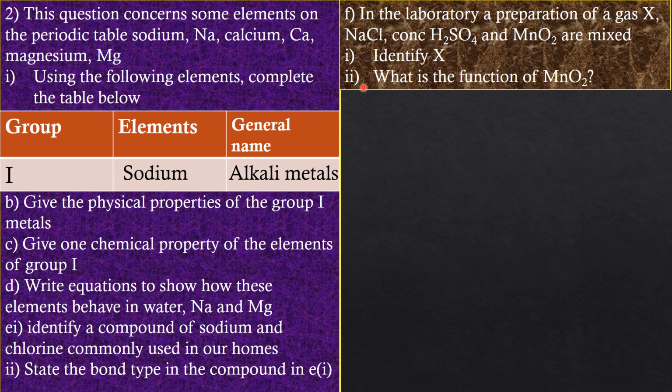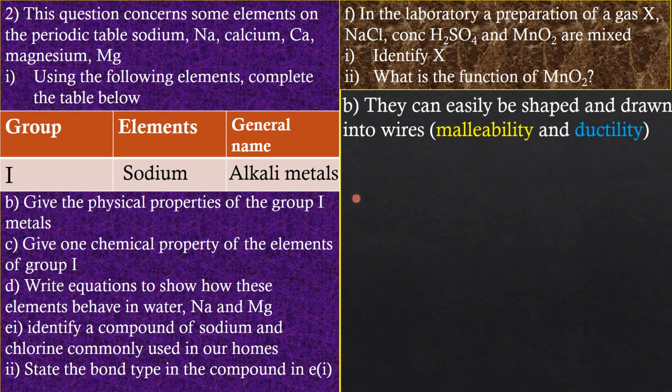Then the B part is asking you to give a physical property of the group 1 metals. The best and easiest one we can use is that they can easily be hammered or shaped or drawn into wires. In other words, you can say that they are malleable or ductile. Or you can also give another property of the group 1 elements apart from this. This is not the only property.